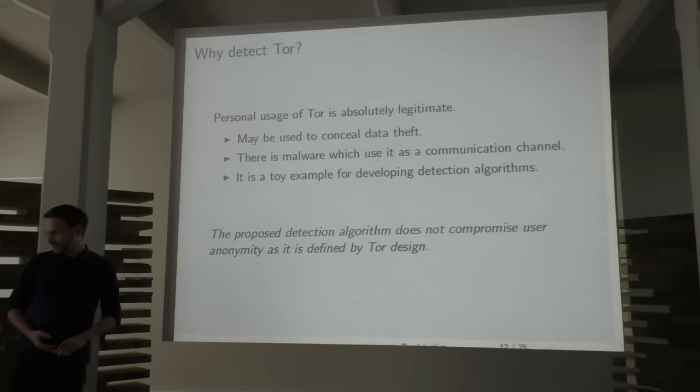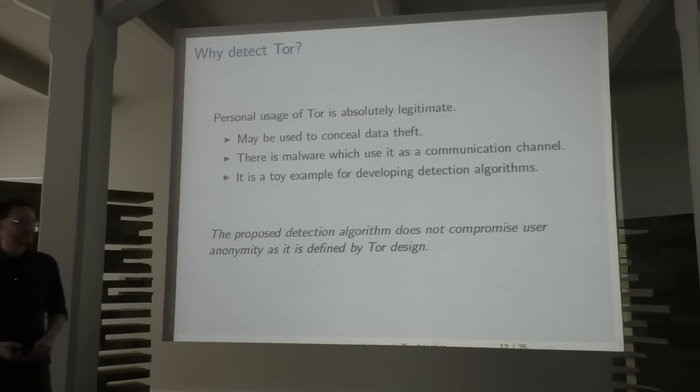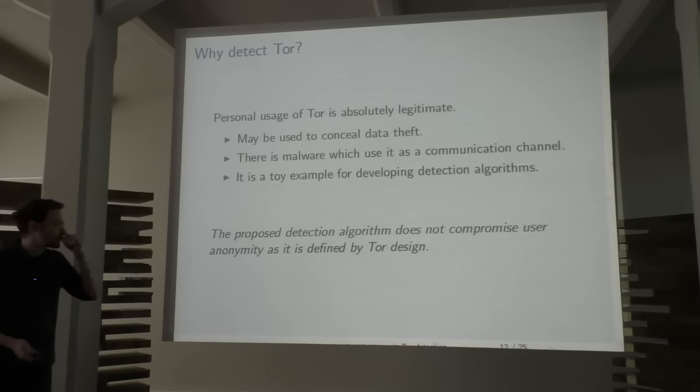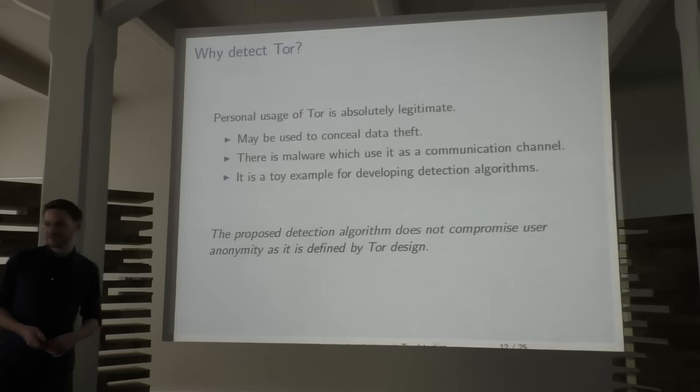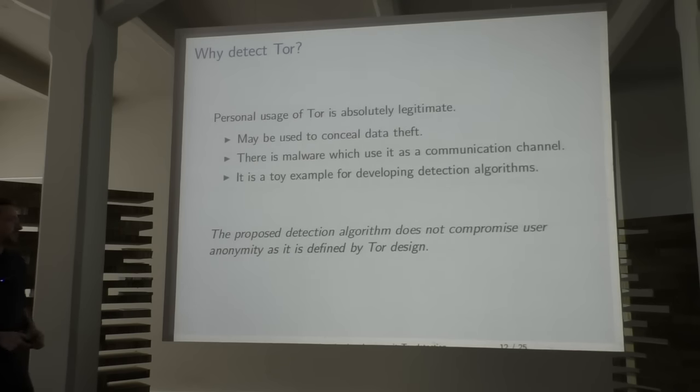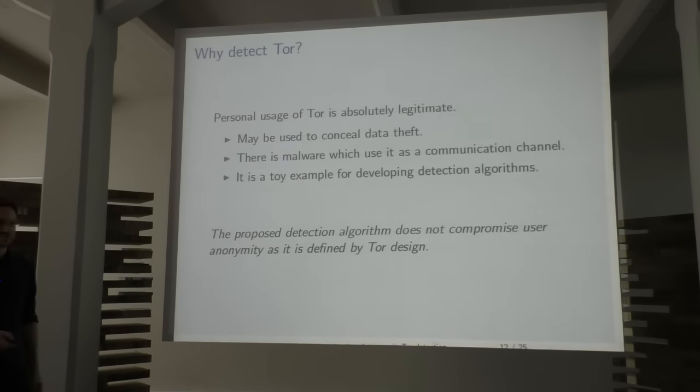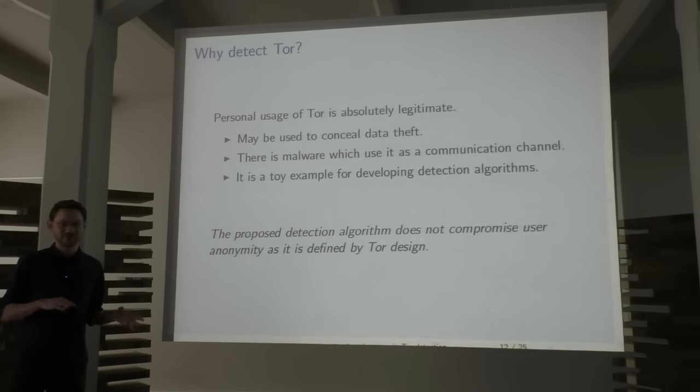And the reason for me to try to detect Tor is that if I'm able to detect this kind of communication, I might be able to detect some other kind of communication as well. For example, malicious software, or the communication induced by the malicious software. And just a little note: by identifying users which use Tor, we don't compromise the anonymity of the users, as it is defined by Tor design. Because the reason of Tor is to hide what you are doing on the internet, not that you are doing something.